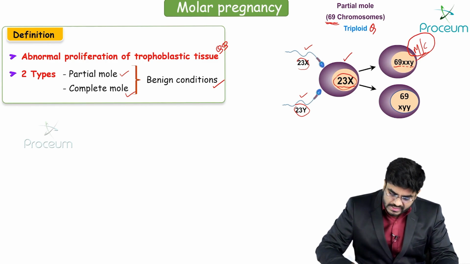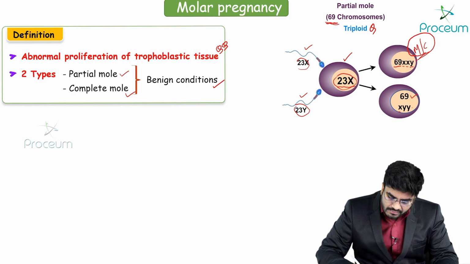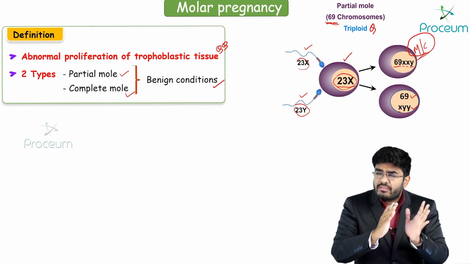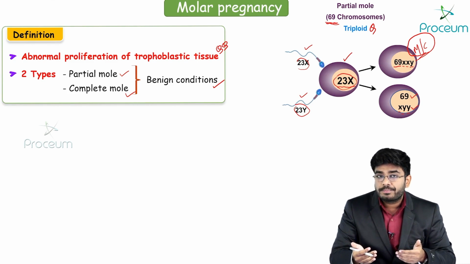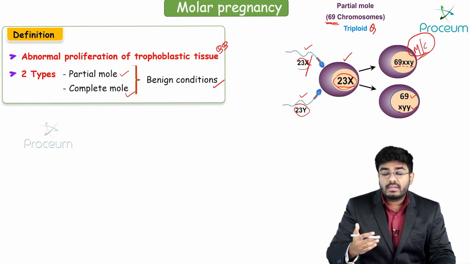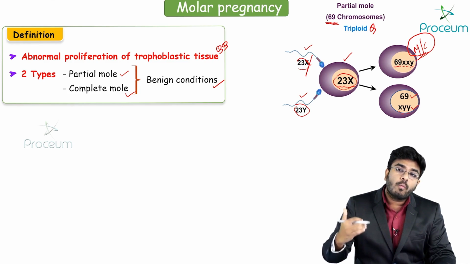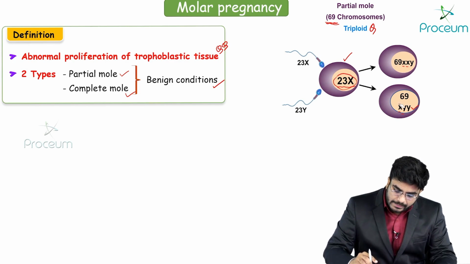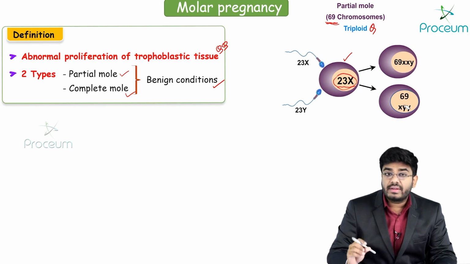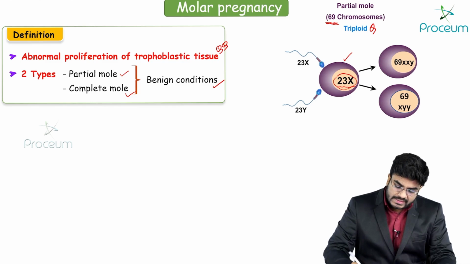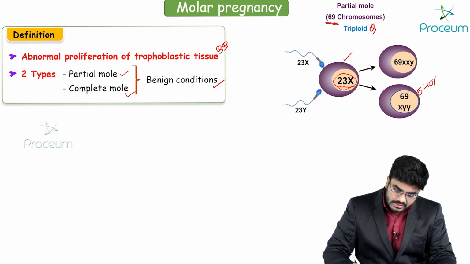In 5 to 10% of the cases, you will have 69 XYY. Why are there two Y's here? Because both the sperms, imagine something like this, if both the sperms are carrying Y chromosomes, for example here is also Y, then the condition will be 69 XYY. So most commonly it will be 69 XXY, but in 5 to 10% of the cases, if both the sperms are carrying the Y chromosome, then it will be 69 XYY.